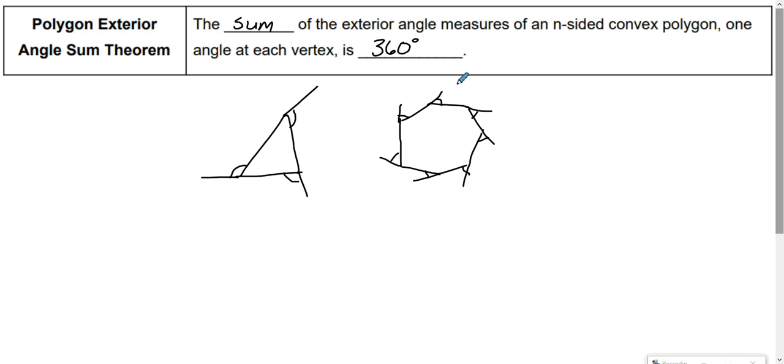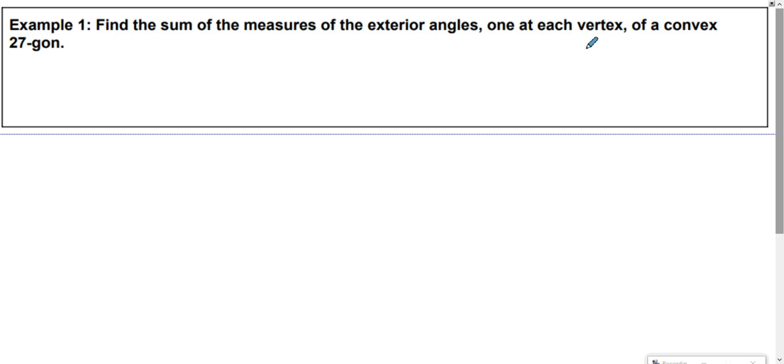Okay? Which, by the way, there's a really interesting connection, because what if you had like a 360-sided object? Each angle would be 1 degree, right? And the more sides you get, the closer it starts to look to a circle. And what's a circle's degree measurement? 360 degrees.